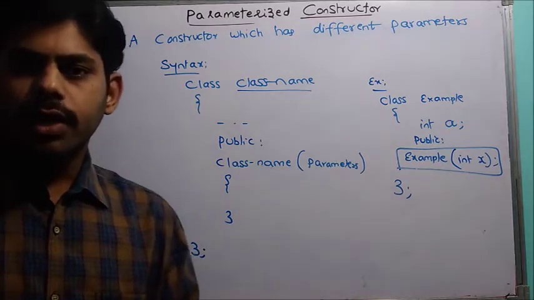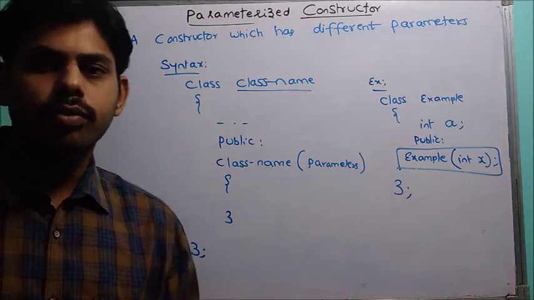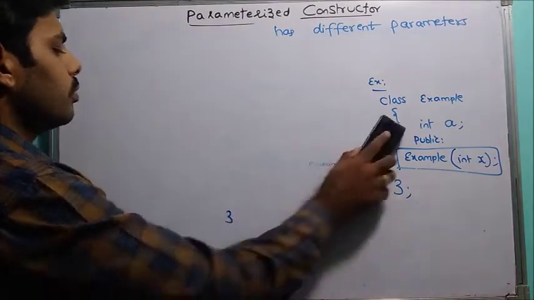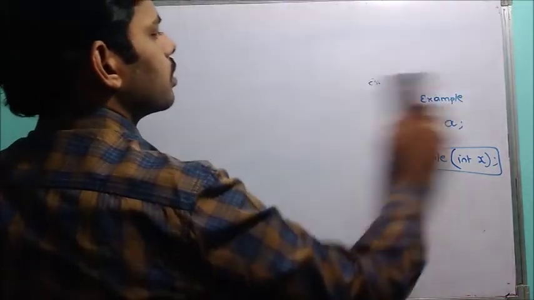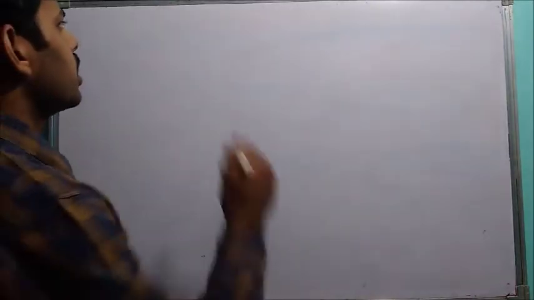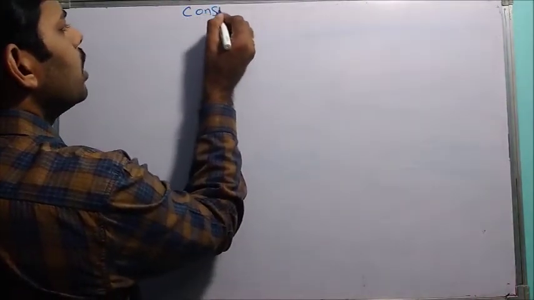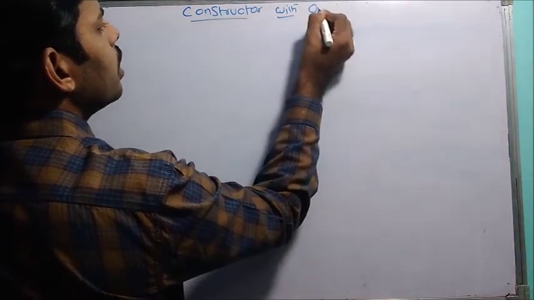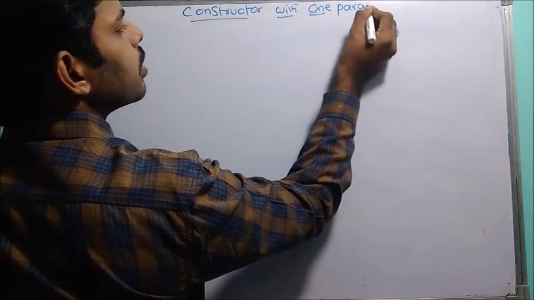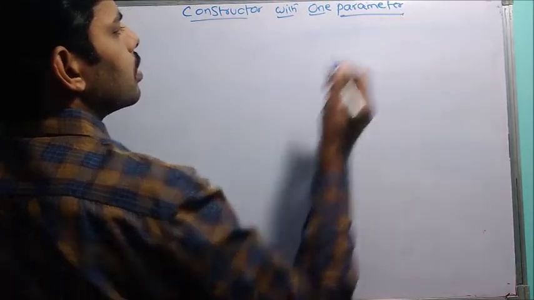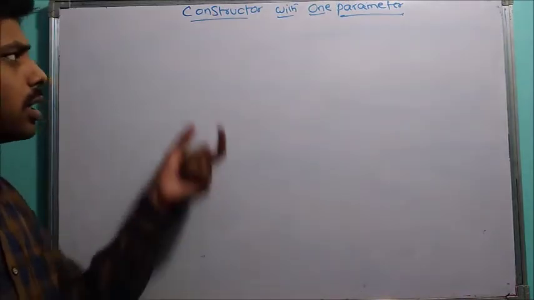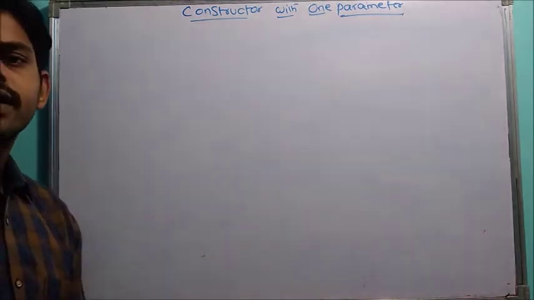Now I will explain a constructor with one parameter example. See, constructor with one parameter. So you have to pass one argument to the constructor, that is known as a one-parameterized constructor.